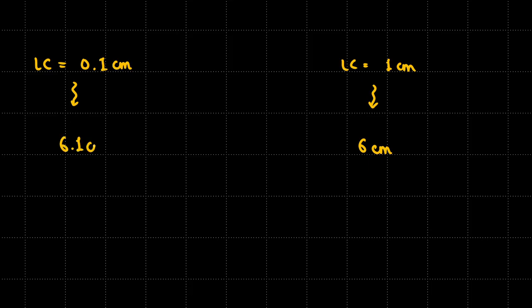Suppose we had a least count of 0.1 centimeter, and here we have a least count of 1 centimeter. Suppose we measured a rod, and this scale gave us 6 centimeter and this scale gave us 6.1 centimeter.